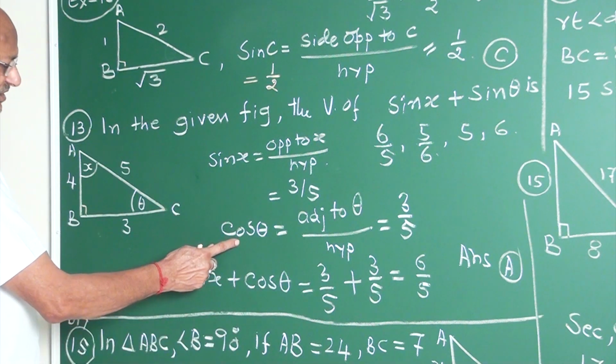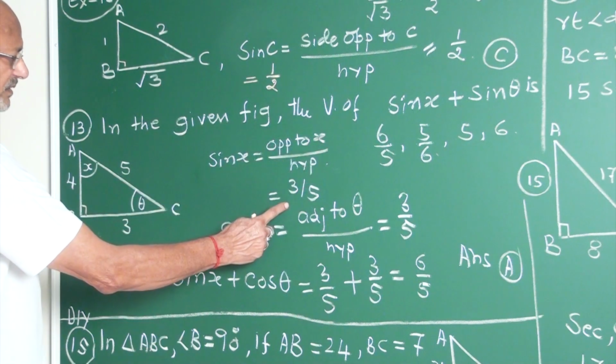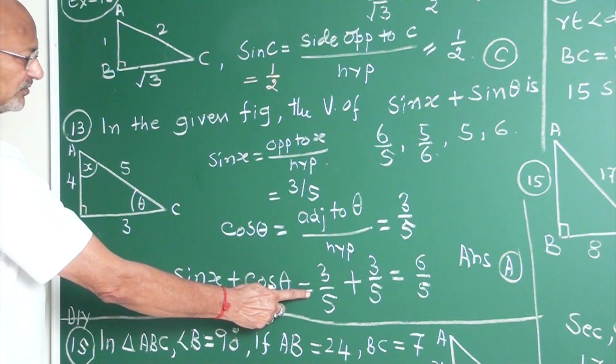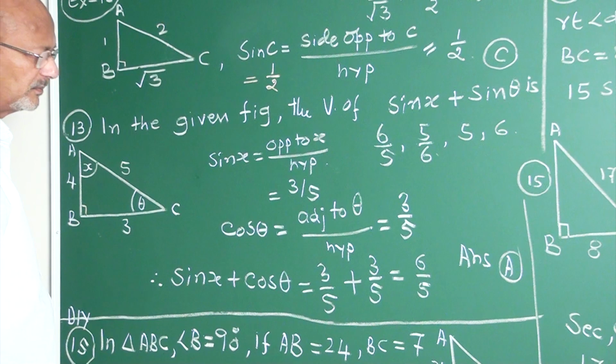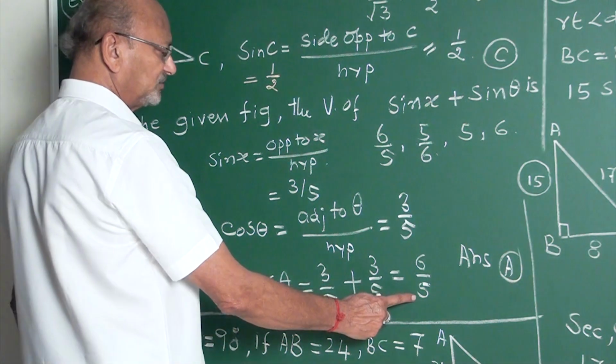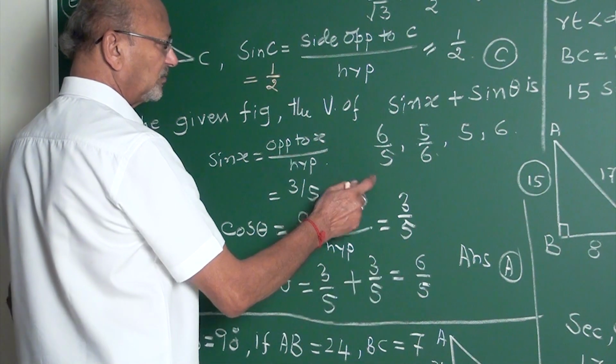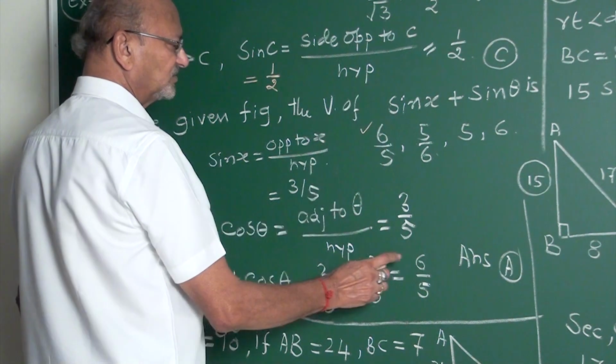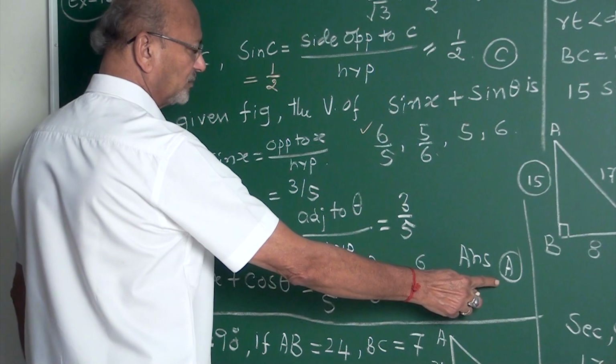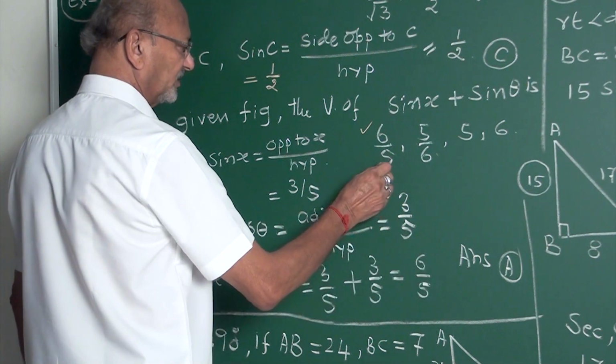Sin x plus cos theta. This is 3 by 5, cos theta is 3 by 5. 3 by 5 plus 3 by 5. The LCM is 5. What is the numerator? 3 plus 3 is 6. 6 upon 5. This is your answer. Answer is option A.